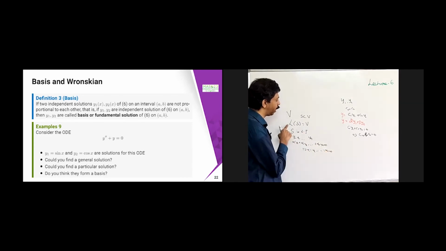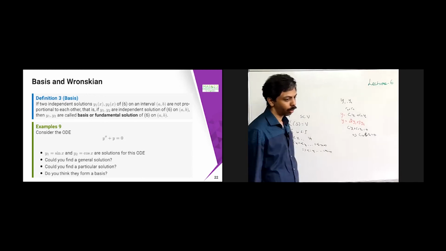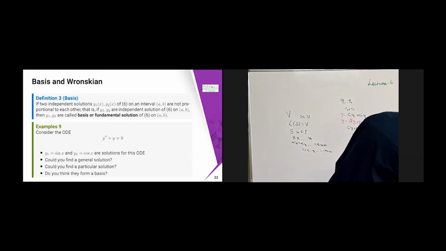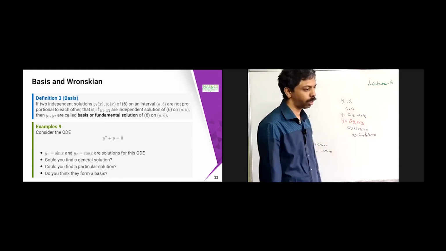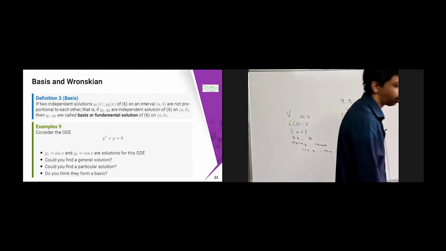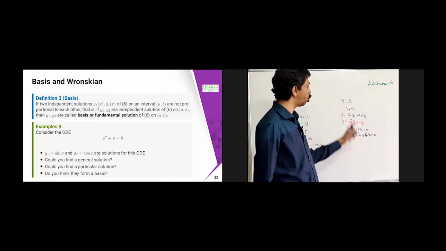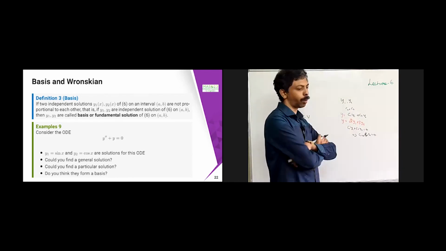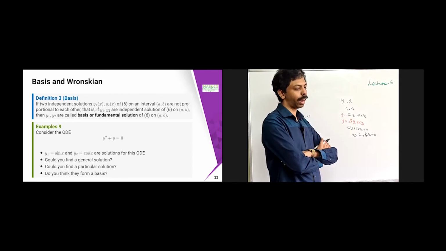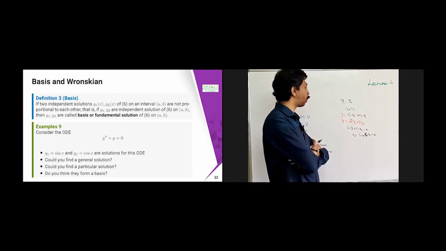For the linear span, every element of V should be a linear combination of these elements. Then we say that this is a basis. Same thing here, we are going to define the basis over here. Suppose y1 and y2 are two independent solutions, and if you have any other solution which can be expressed as a linear combination of these, then we say that this is a basis for the fundamental solution.